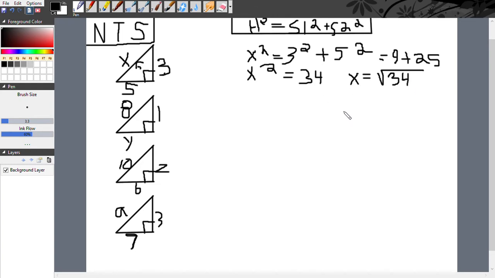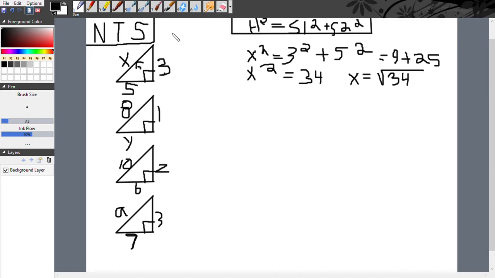And remember, we don't know the whole value of x because it is not a whole number, as the square of 5 is 25 and the square of 6 is 36. So 34 is between those two numbers.